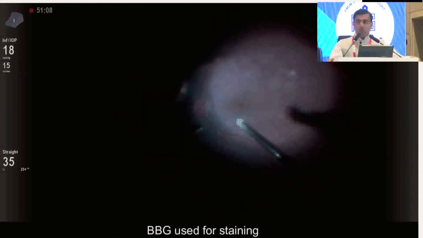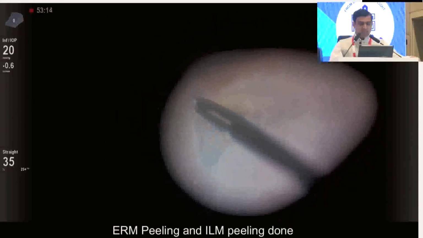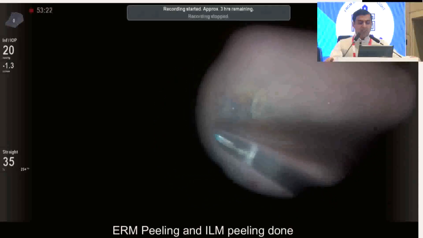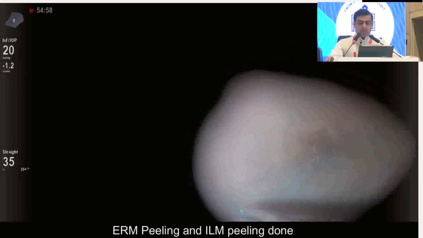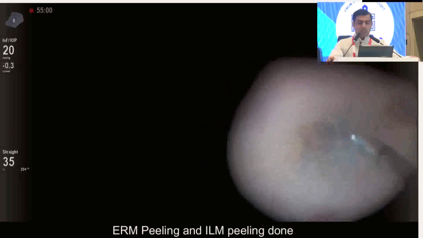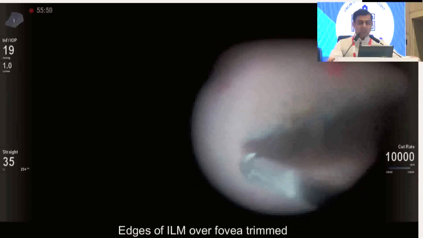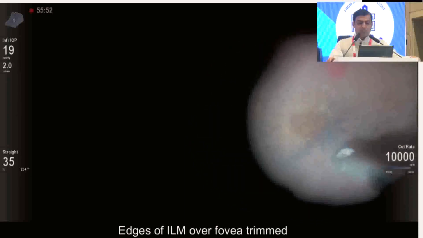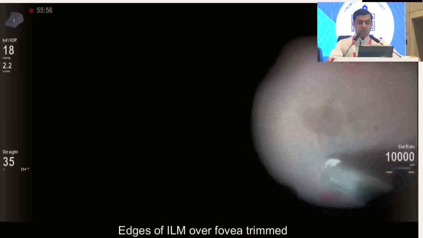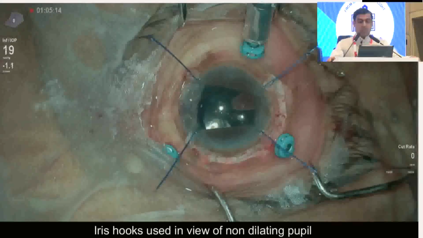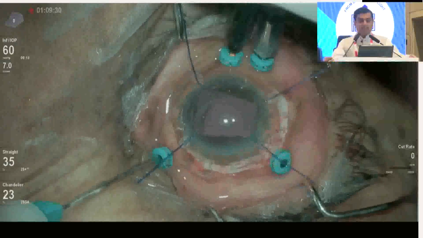So initially what we did was an ERM and ILM peeling. As you can see, it was already quite adherent at the foveal edges, so I didn't want to pluck it off. So the better thing I did was to trim it off with the help of the cutter. And once this procedure was completed, I went ahead and fixed that single dangling haptic.